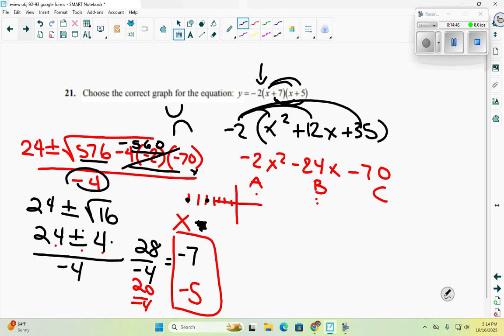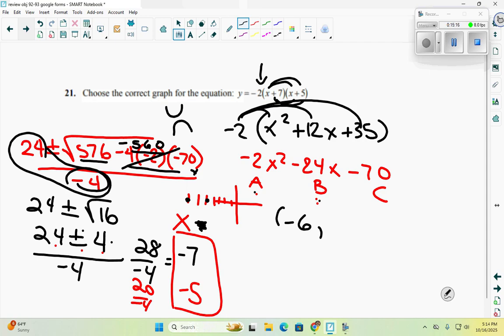So to find our vertex, we get that from the negative b over 2a. Well, our negative b over 2a is right there. And again, if you don't know where to find that, here's your negative b over 2a. So it's 24 that's being divided by a negative 4. So that's going to give me a negative 6.